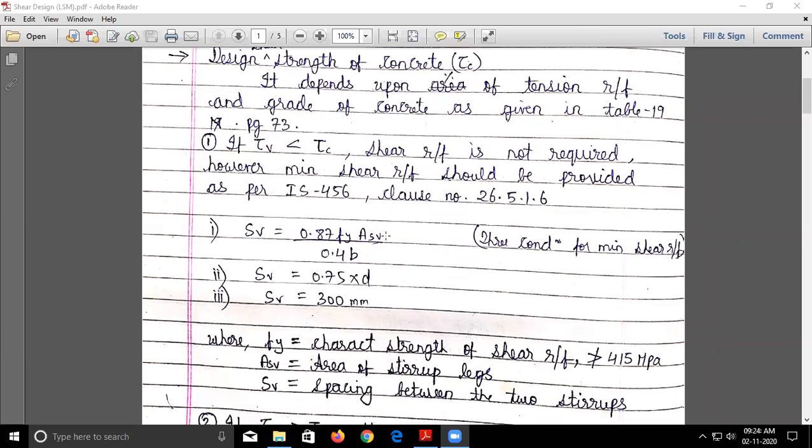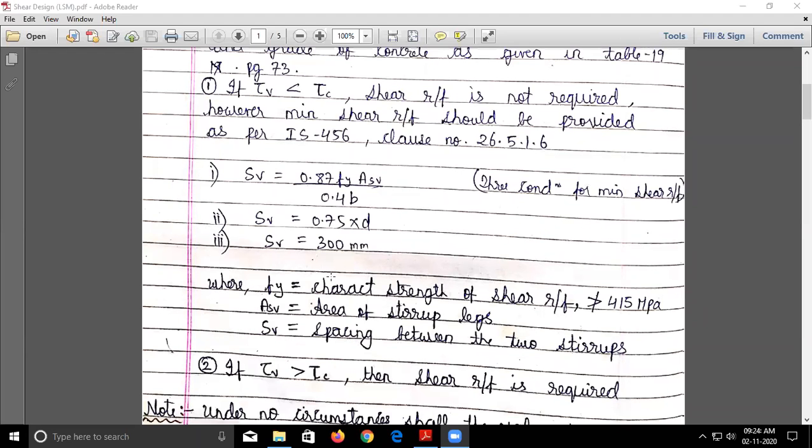Now what is tau c max? Tau c max includes everything. It includes concrete, longitudinal reinforcement, and also your stirrups. The capacity of resistance of all three is taken into consideration, and then the value of tau c max is assumed. Are you getting it, everyone? What is the difference between tau c and tau c max?